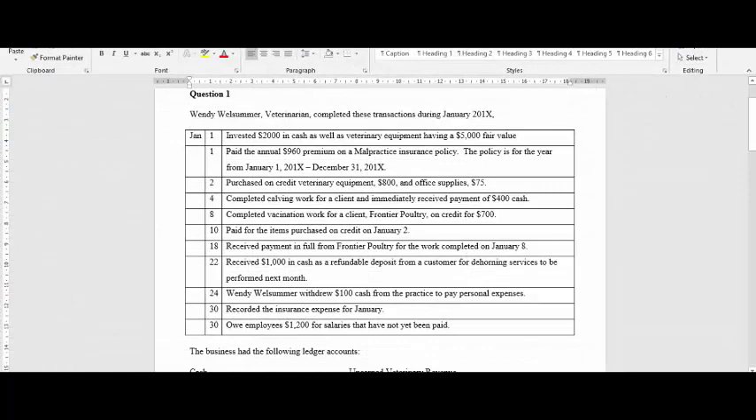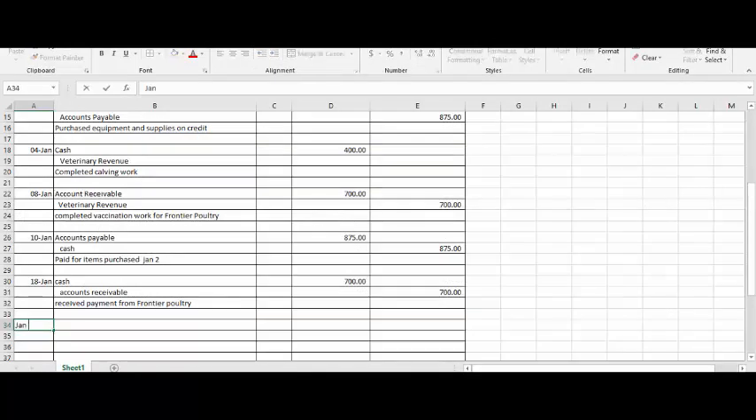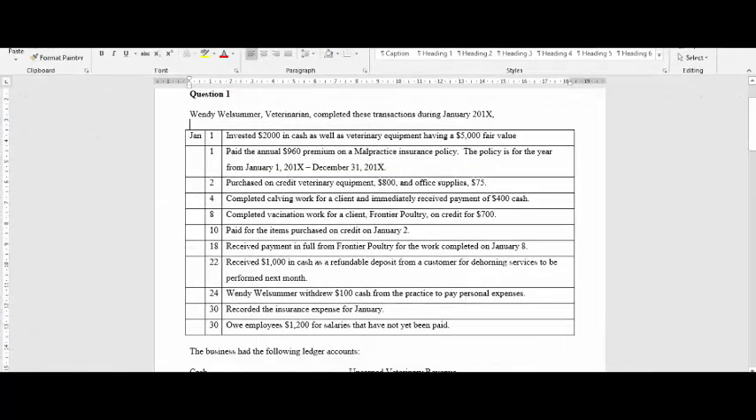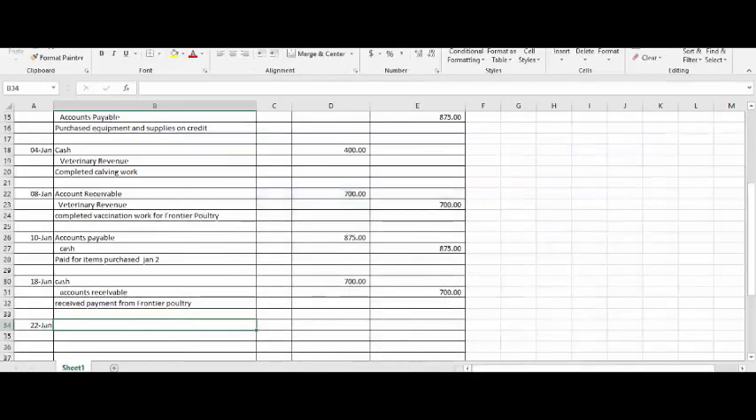And our next entry is on January 22nd. On January the 22nd, we received $1,000 in cash as a refundable deposit from a customer for dehorning services to be performed next month. So first of all, we did get cash, so our cash is going to go up by $1,000. Our credit would normally be to revenue, but we haven't done the work yet. So we're going to call this account unearned revenue. You can call it unearned veterinary revenue.